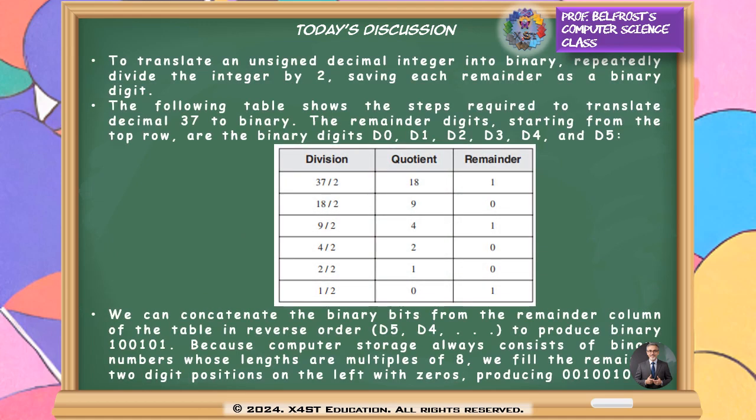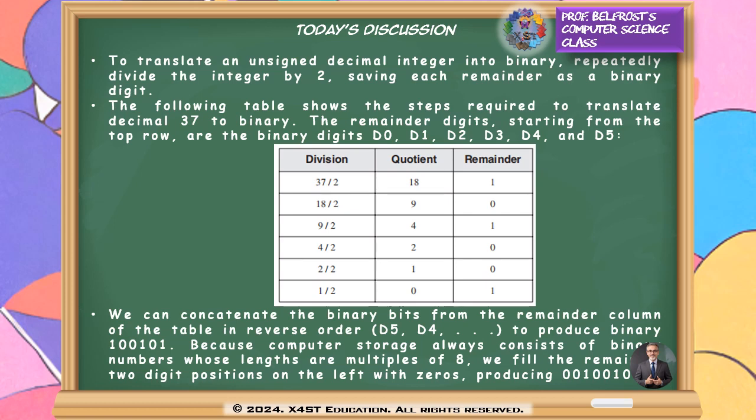To translate an unsigned decimal integer into binary, we must repeatedly divide the integer by 2, saving each remainder as a binary integer. The following table will show you an example of translating the decimal number 37 to the proper binary number. So here you can see, we keep dividing the integer by 2 until we reach the quotient of 0.